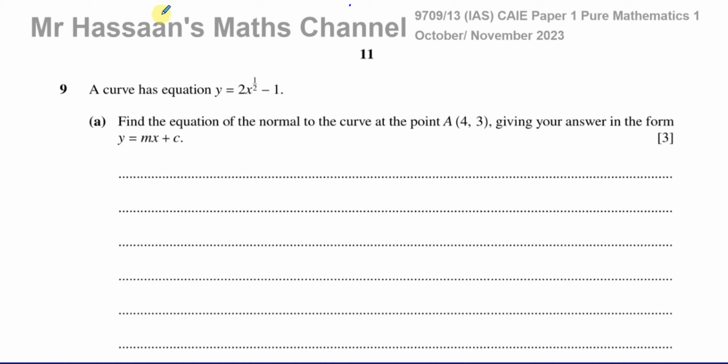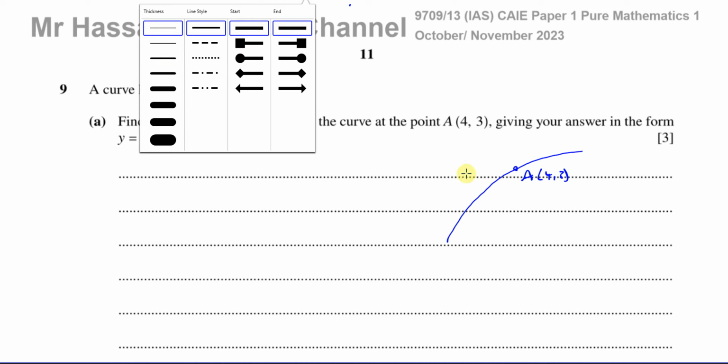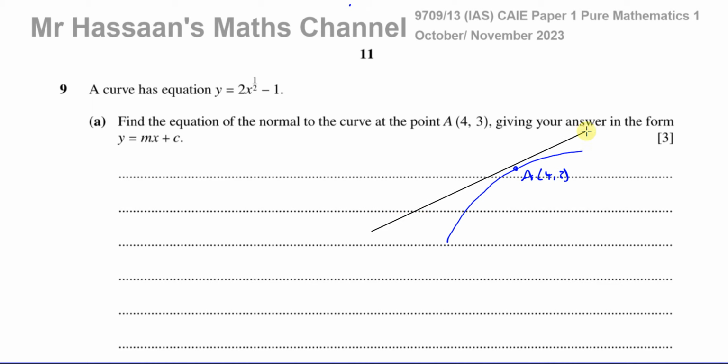All right, so the normal to a curve, what does that mean? Supposing the curve has this kind of shape here, and supposing that's the point A, which has the coordinates (4, 3). The normal to the curve is related to the tangent, so let's draw the tangent to the curve first. The tangent is a line which just brushes the curve at that point without passing through the curve, and it shares the same gradient as the curve at that point.